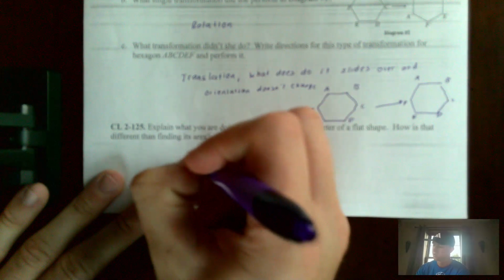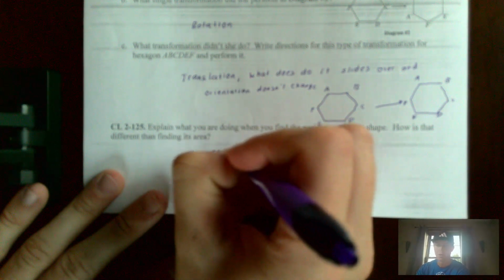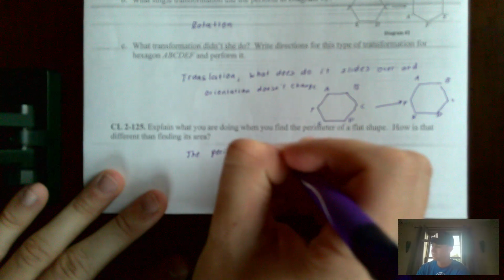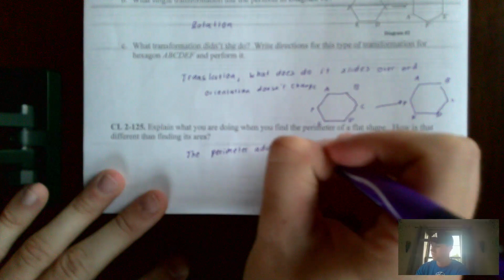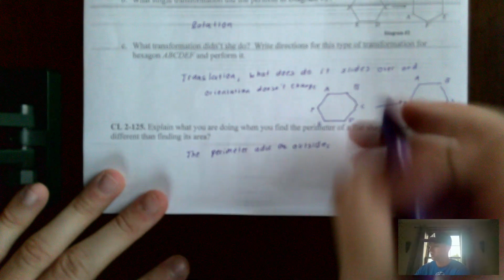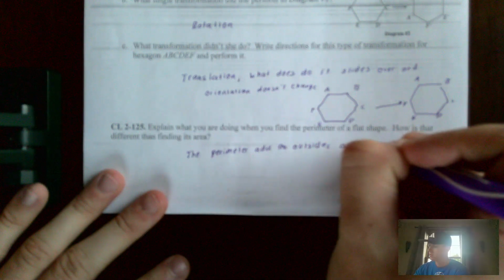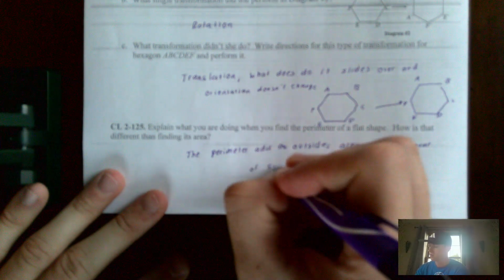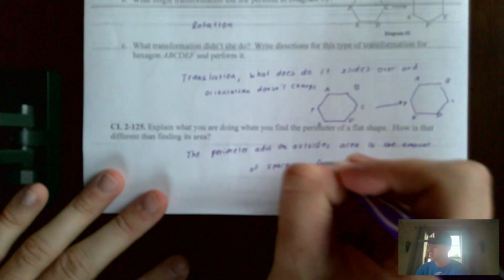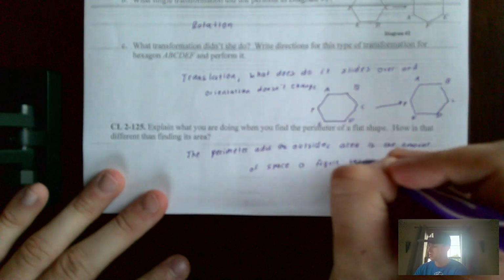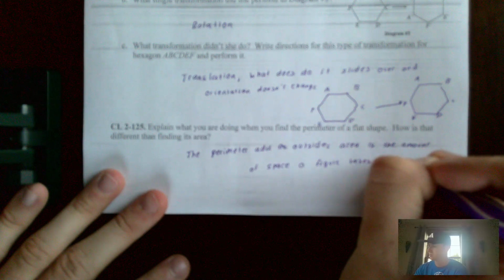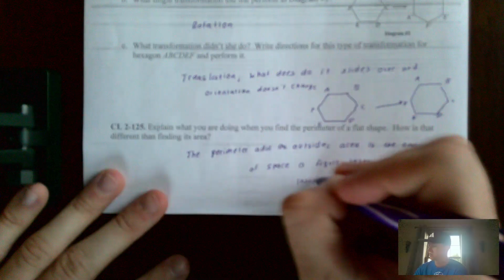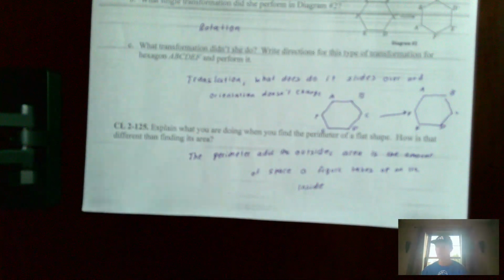All right, and 125, explain what you are doing to find the perimeter of a flat shape. How is that different than finding the area? If you're just finding the perimeter, you're just talking about the outsides. And when you're talking about the area, it is the amount of space a figure takes up on the inside. We calculate area in a bunch of different ways. Perimeter, you just find the values and add them up all around.